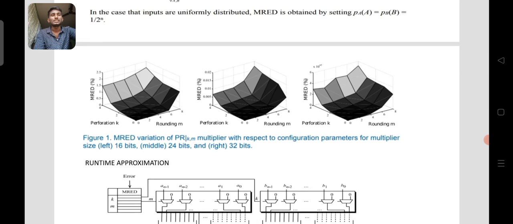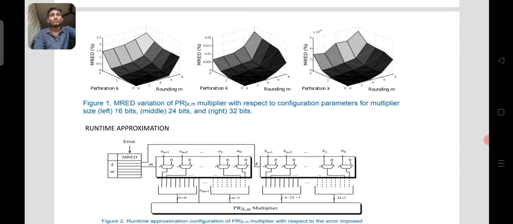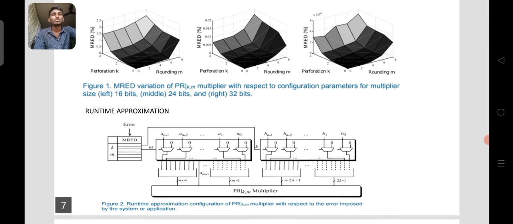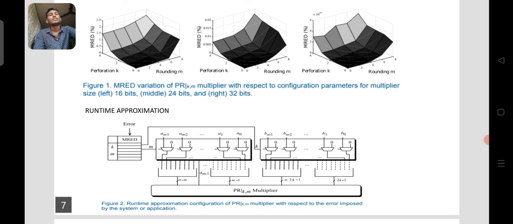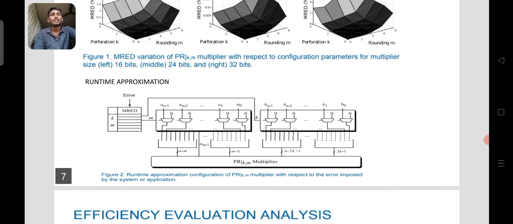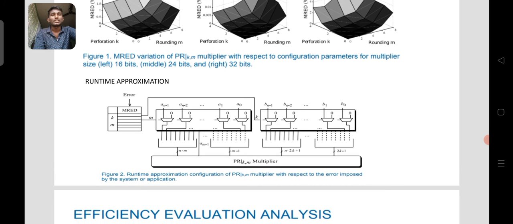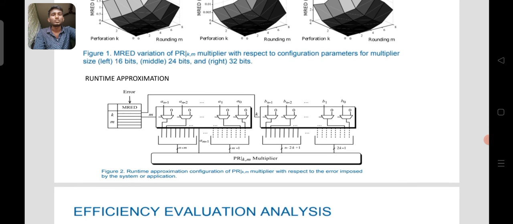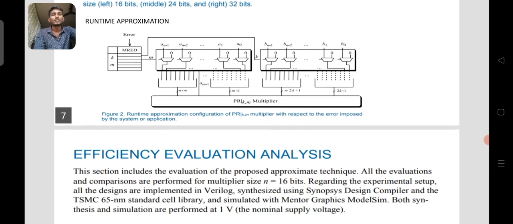Here you can see the 3D diagram for the MRED variation of the PR multiplier with respect to the configuration parameters for multiplier sizes. Left denotes 16 bits, middle denotes 24 bits and right denotes 32 bits. It is also a circuit diagram for the runtime approximation, where the configuration of the PR multiplier adapts to the error imposed by the system or application.